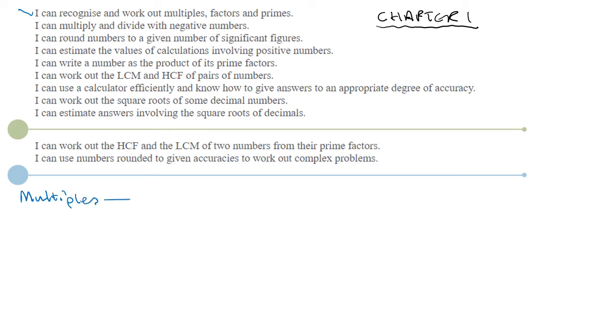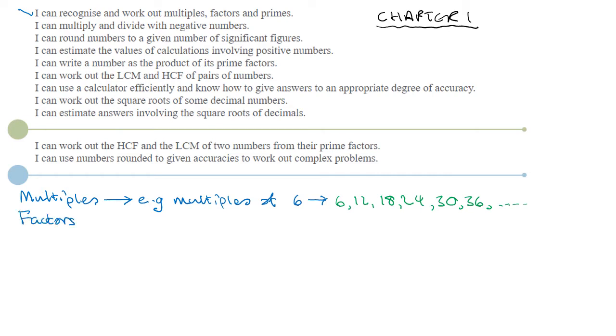So for example, if I was to do the multiples of 6, they would be 6, 12, 18, 24, 30, 36 and so on. So they're the numbers that you would see in the times table. If I were to look at the factors of a number, so with factors, rather than being bigger than a number, they're smaller.